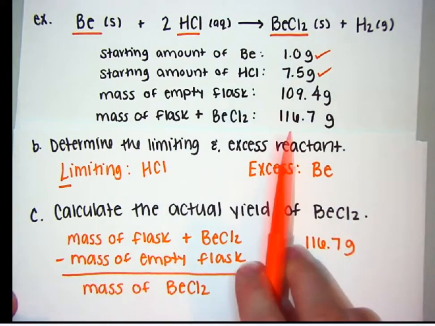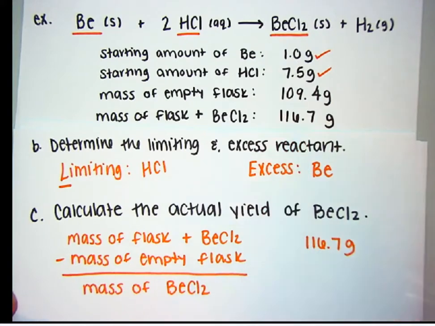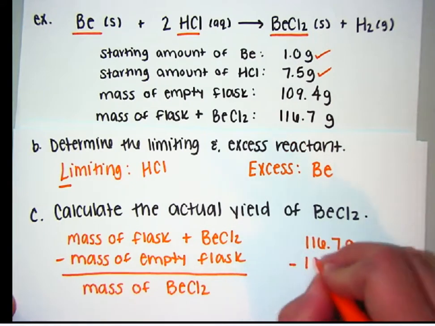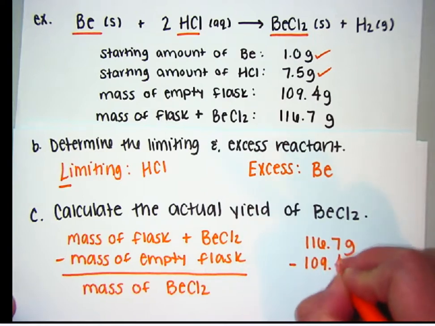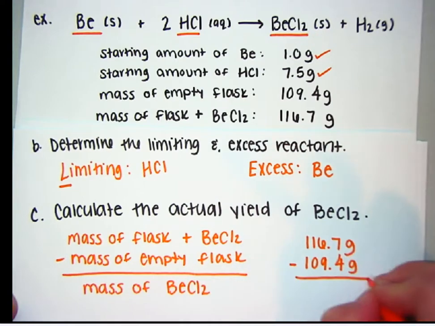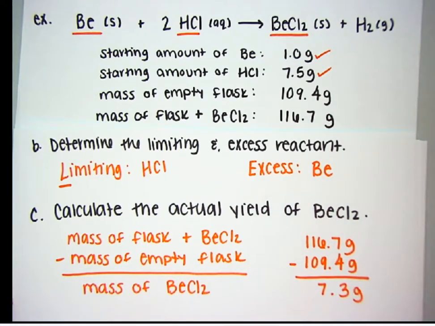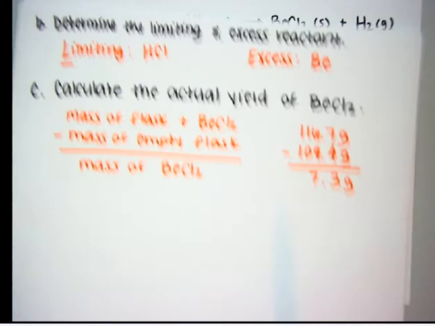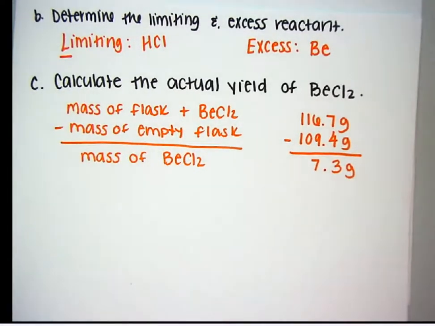So the mass of the flask plus our product was 116.7 grams. If I subtract out the mass of just the flask, that would tell me how much beryllium chloride we have. .3 grams. Remember, with significant figures, when you're adding or subtracting, we round it to the least number of decimal places. 1 decimal place, 1 decimal place, so our answer has 1 decimal place. We actually produced 7.3 grams.